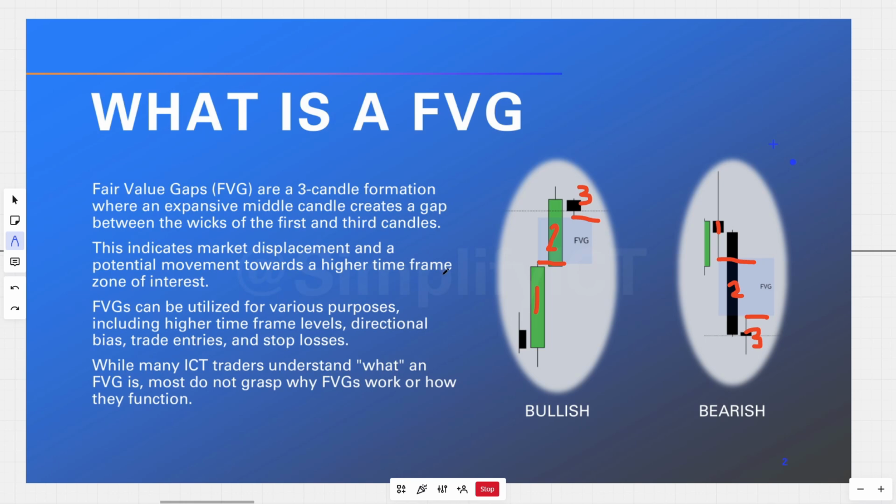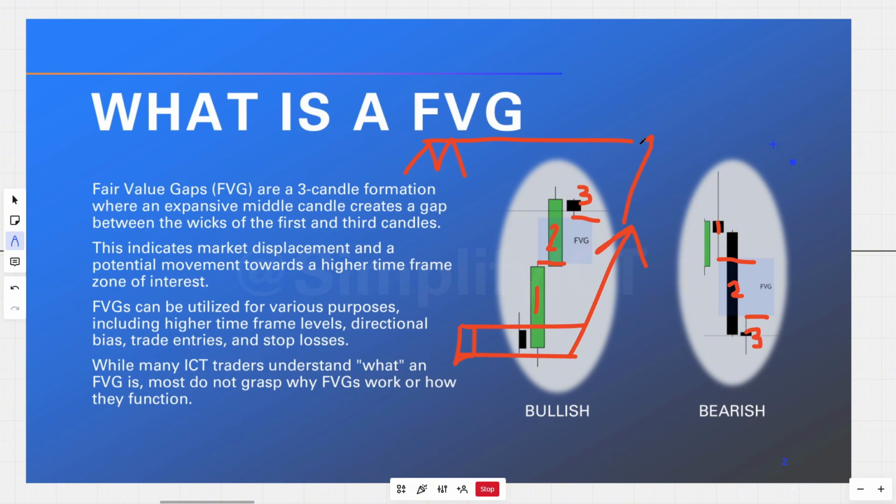So what's the purpose of this gap? Well, this indicates market displacement and the potential movement towards a higher time frame zone of interest. So let's say price has reacted off, let's say, an order block in this area right here, and price has had a very instant reaction to the upside. It could be hunting, for example, a higher time frame zone of interest, which might be an opposing liquidity pool. So let's say we have an equal high or relatively equal highs.